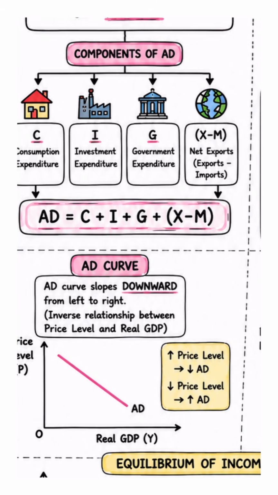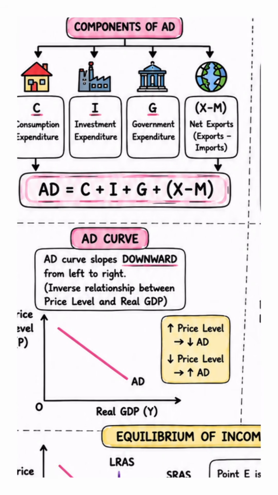Now let's talk about the aggregate demand curve. The aggregate demand curve slopes downwards from left to right, showing an inverse relationship between the price level and real GDP. You can see the graph here. There is P, the price level, and Y, real GDP, and the slope of AD goes downwards. When the price level increases, aggregate demand decreases. When the price level decreases, aggregate demand increases. This relationship between price level and real GDP is an inverse relationship.